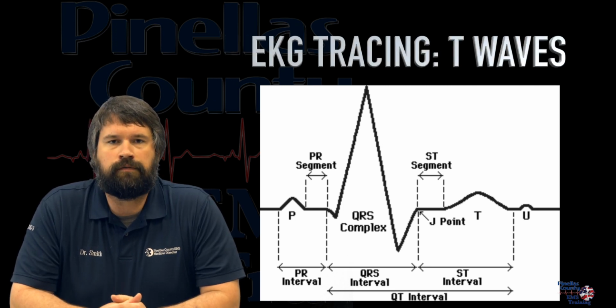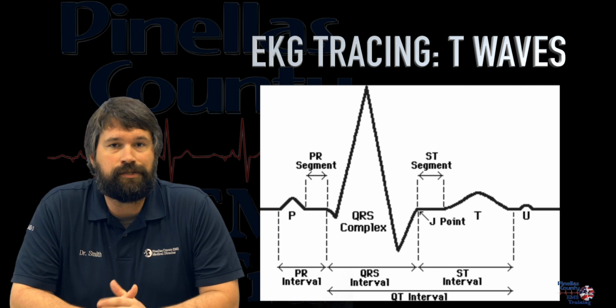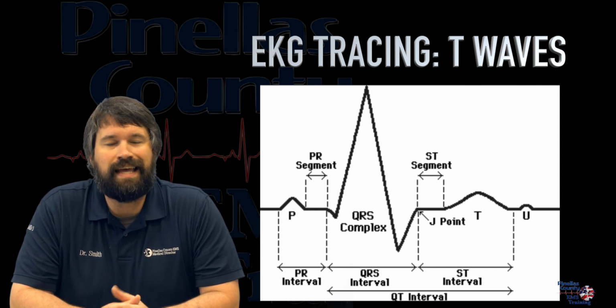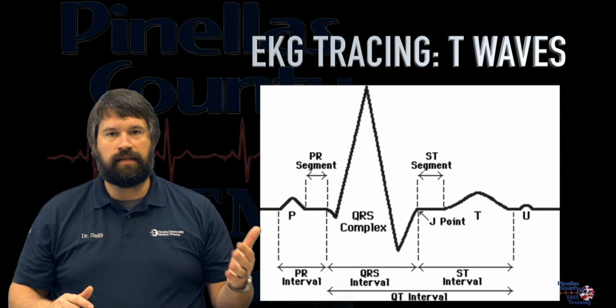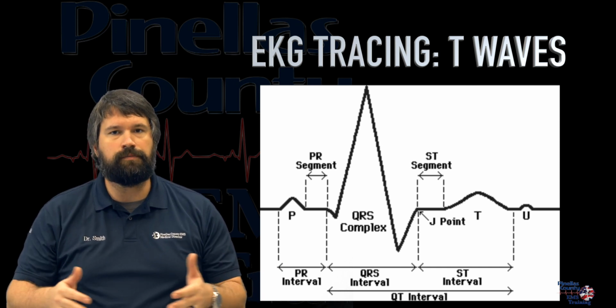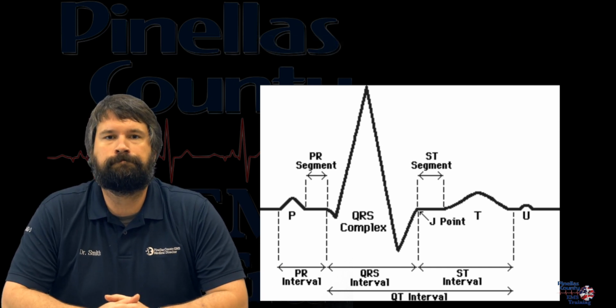The T waves represent ventricular repolarization or relaxation resetting. Normally the T wave is 0.5 to 1 millivolt, and it should be in the same direction as a QRS complex. So if your QRS is upright, you expect your T wave to be upright since the contraction and relaxation happen in the same general direction electrically.